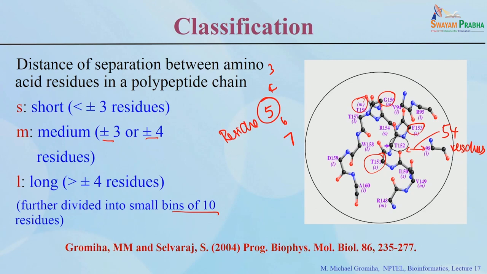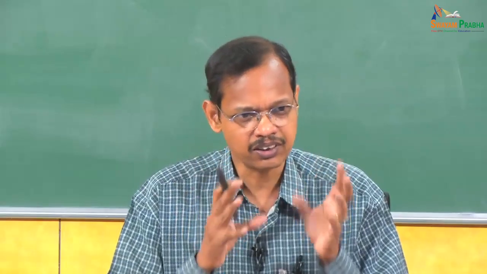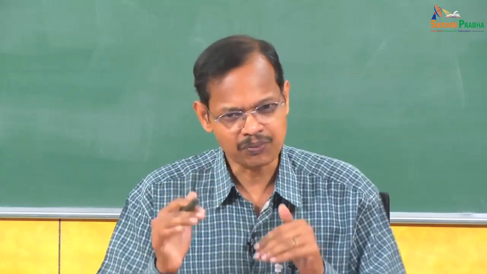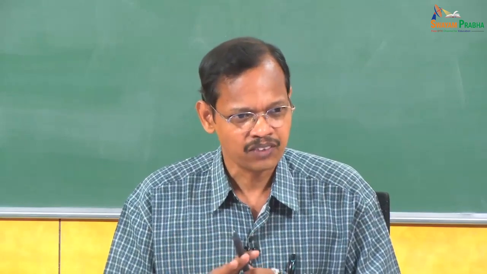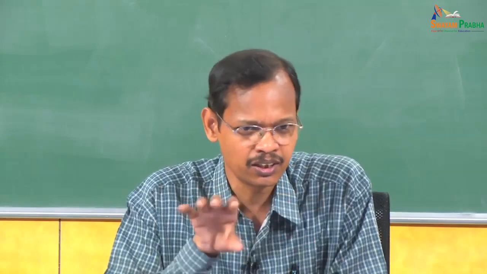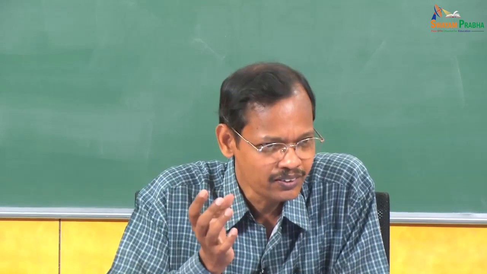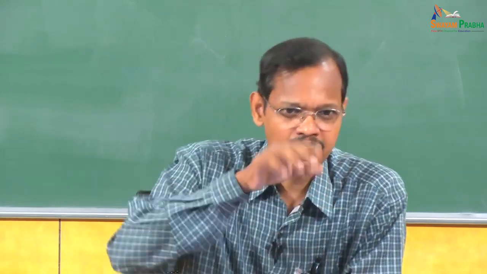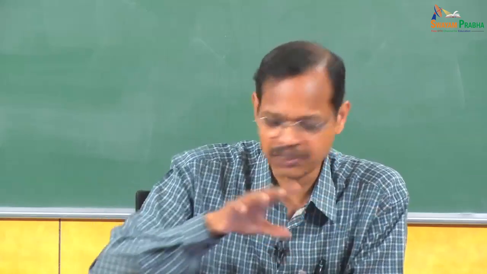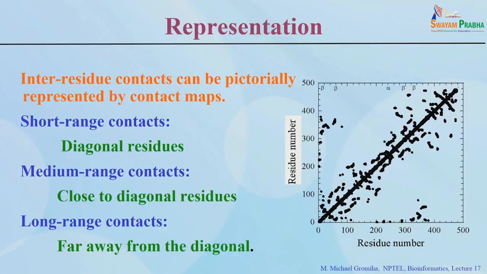So, if you take a structure, then you can see the contacts based on short range, medium range and long range. You can also interpret in terms of alpha helices and beta strands. The alpha helices are dominated mainly by medium range interactions, and the beta strands are dominated by long range interactions. Why? Because of the hydrogen bonding patterns in alpha helices and beta strands. Now, if you see this one, the diagonal ones are mainly the short range contacts. And you can see the residues very close to the diagonal, these are medium range, and here you can see they are long range.